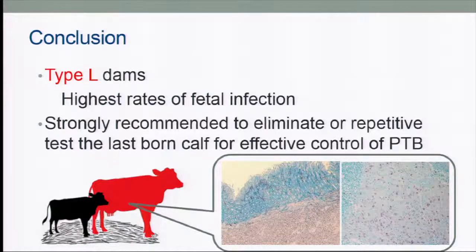In conclusion, cows with lesions classified as type L showed a high rate of fetal infections. To eliminate or repeatedly test the last born calf from type L dams is strongly recommended for effective control of PTB.